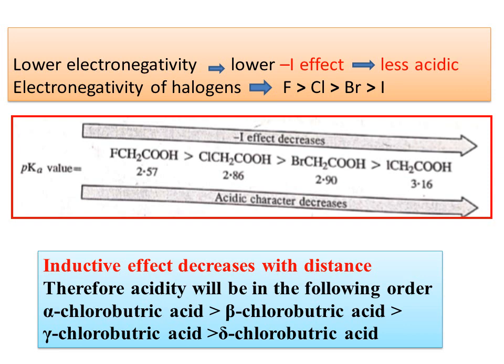Among these 4 chlorobutyric acids, alpha chlorobutyric acid is the strongest acid. Why? Because in alpha chlorobutyric acid, the COOH and Cl group are nearer to each other. So, the minus effect of chlorine is very high, which easily stabilizes the carboxylate anion, therefore more acidic. But in delta chlorobutyric acid, the chain length is high, so the inductive effect, minus effect is very less, therefore it is less acidic.